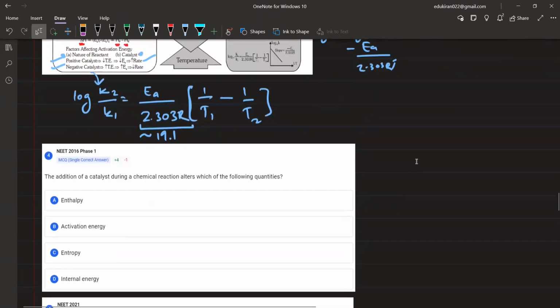Will you please try this question? The addition of catalyst during a chemical reaction alters which of the following quantities?